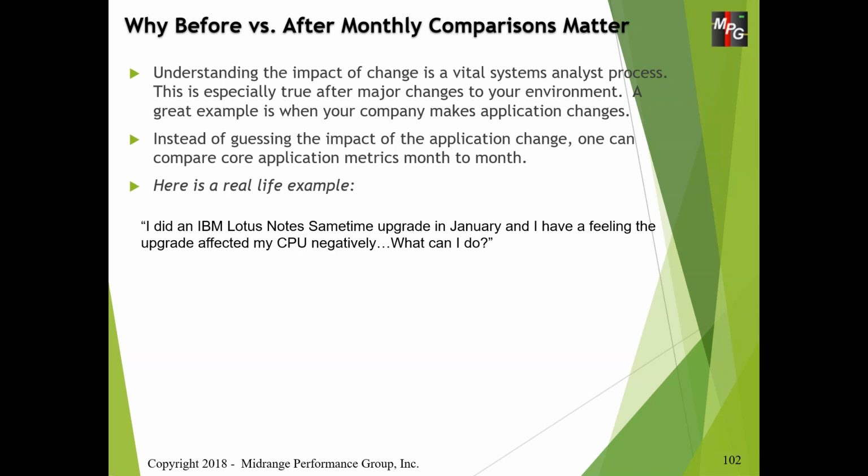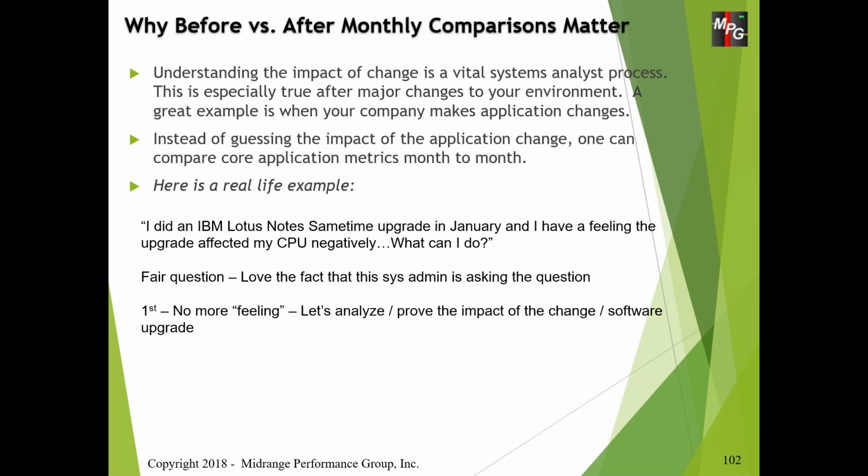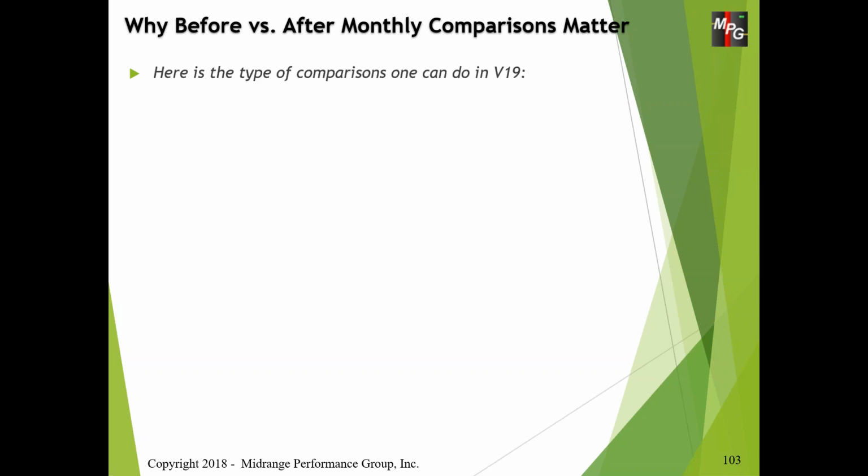So she said, what can I do, Doug? And I said, I love the question. That's the exact question to ask, but how do we get there? Well, what she did is she ran a month versus month comparison, and we had to do it manually. Well, you don't have to do it manually in version 19. Watch how cool this is.